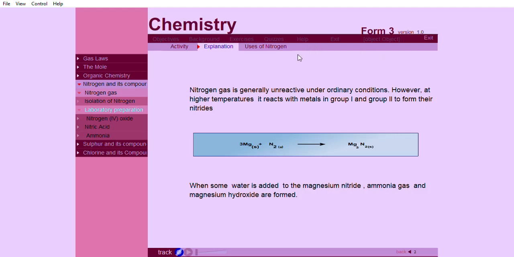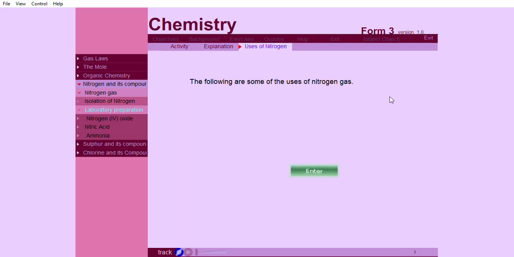When some water is added to the magnesium nitride, ammonia gas and magnesium hydroxide are formed. The following are some of the uses of nitrogen gas.